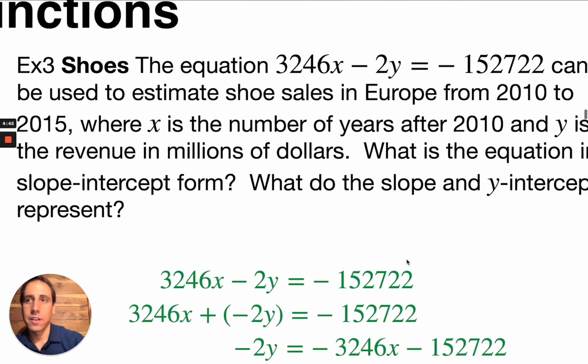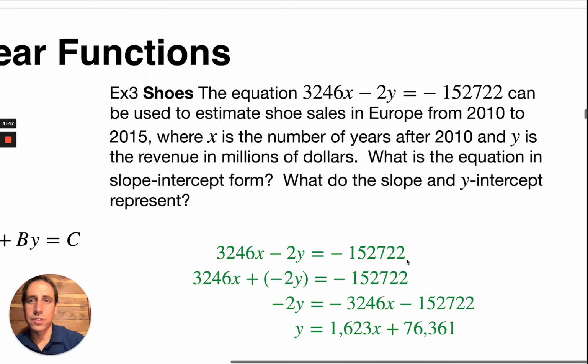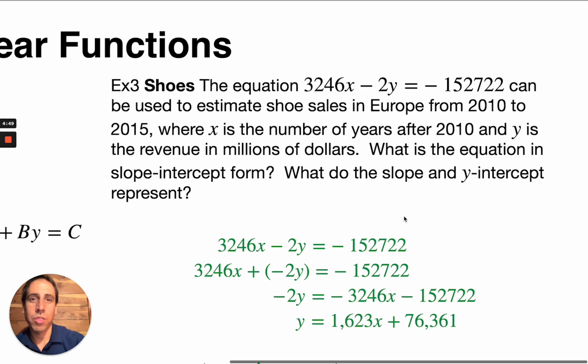All right, next, example 3. Shoes. The equation 3,246x minus 2y equals that big number can be used to estimate shoe sales in Europe from 2010 to 2015, where x is the number of years after 2010. So if x equals 0, that means 2010. If x equals 1, that means the year 2011. If x equals 5, that means the year 2015.